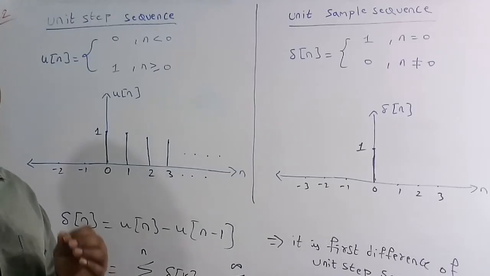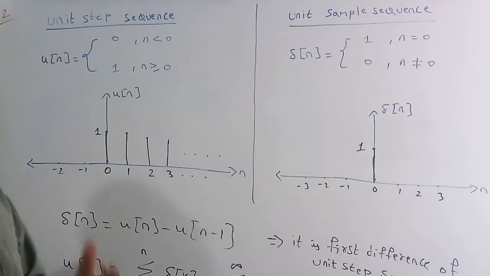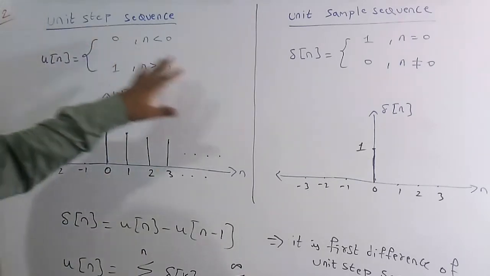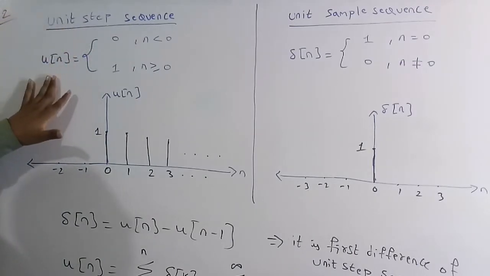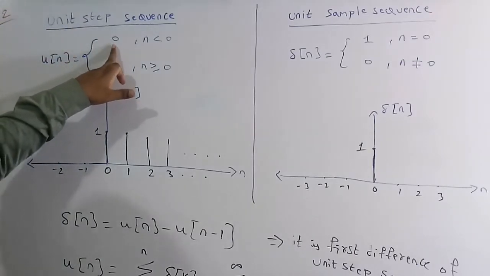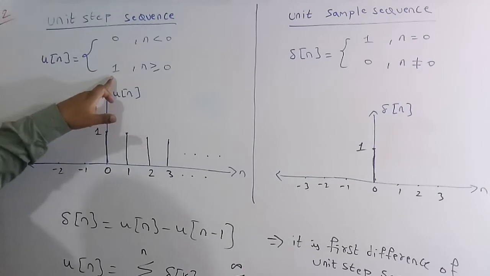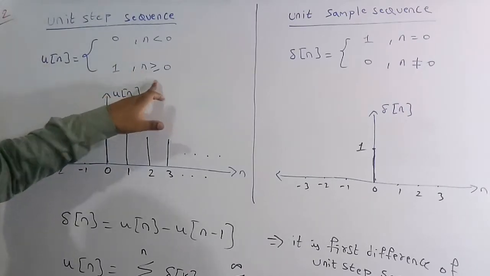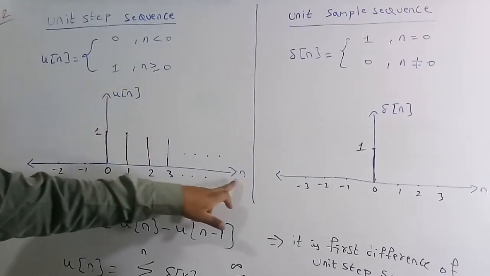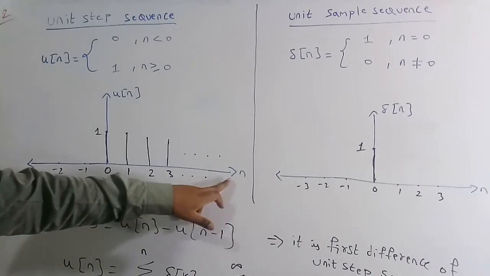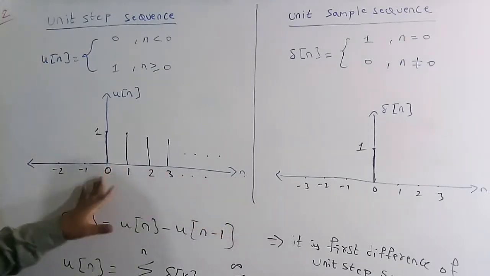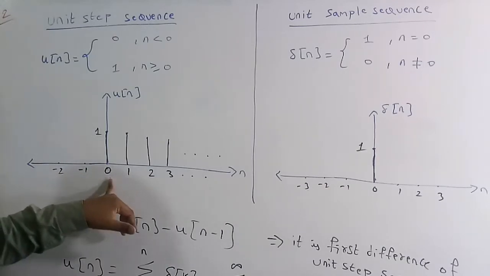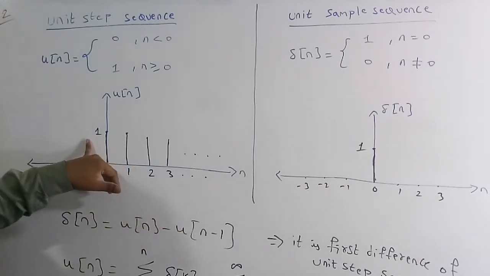In this question, the agenda is to find the relation between the unit step sequence and the unit sample sequence. The unit step sequence is nothing but u of n. It is going to have a value 0 for n less than 0, and a unit value for n greater than or equal to 0. And this is the graph. We are going to take a discrete time system, so n is going to take only integer values. So at n less than 0, its value is 0, and for n greater than or equal to 0, we are going to get a value 1.